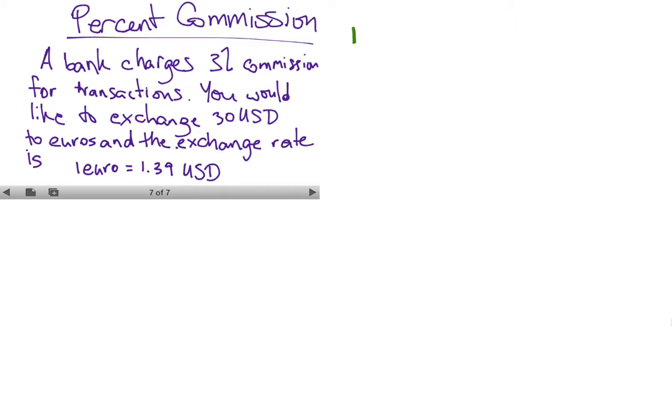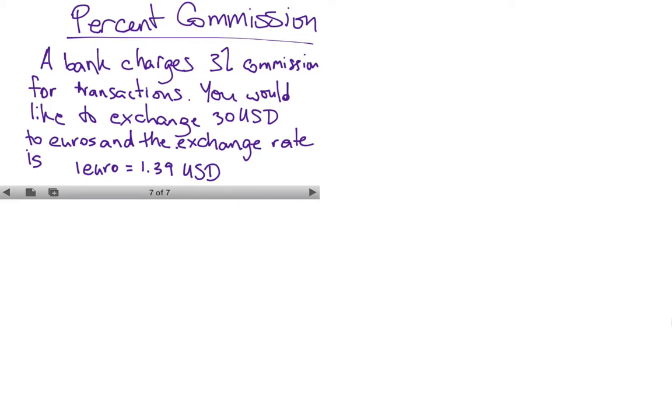Right. So it depends on what you want the commission in. If you want it in US dollars, you do the commission first. But if you wanted it in euros, you do the commission after. The question doesn't specify how you want it. The bank doesn't care if it's in euros or US dollars. So you could do it before or after.